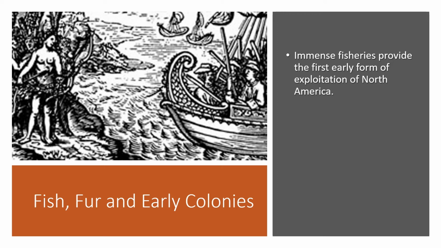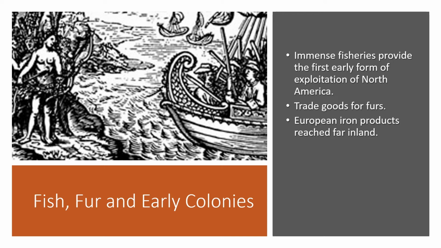And initially then those fishermen would also do a little bit of trading with indigenous people on the coast, and they would be trading goods for furs. And the goods that they would be trading with would be things that the indigenous people didn't have. Iron and metal goods in particular were prized by the indigenous people, and we can see evidence of these goods far inland, far before Europeans reached there. So again, that's another piece of evidence of those extensive indigenous trading networks which existed across North America at that time.